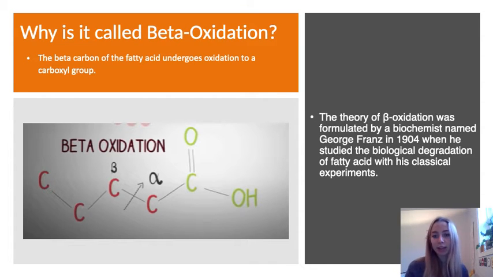The theory of beta oxidation was actually formulated by a biochemist named George Franz in 1904. This is when he studied biological degradation of fatty acids with his classical experiments. So this is when beta oxidation was fully discovered and formulated.